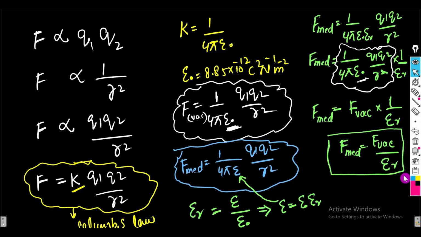So every medium has a specific epsilon r value, and from that you can find the force in the new medium: it is calculated as the force in vacuum divided by the relative permittivity of that medium. So this is all about the Coulomb law, in vacuum and in a medium.